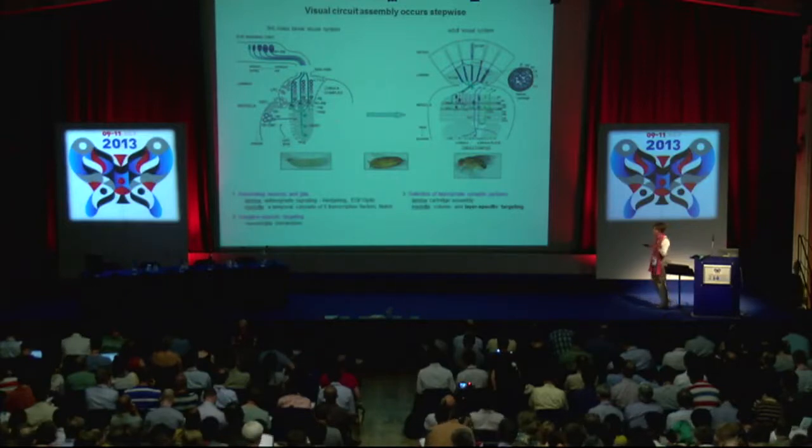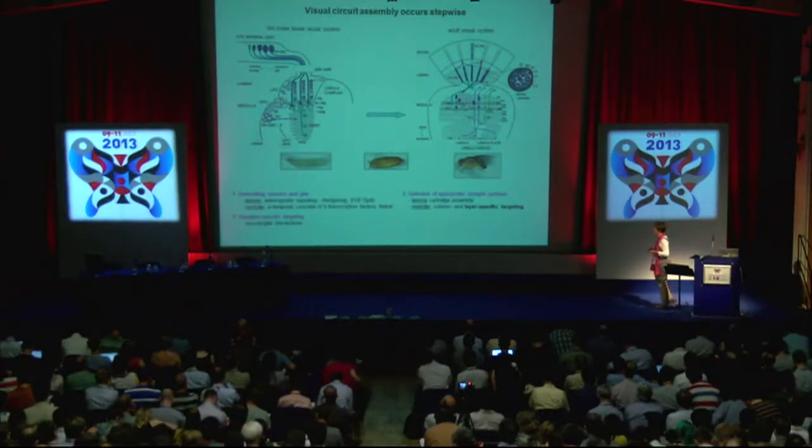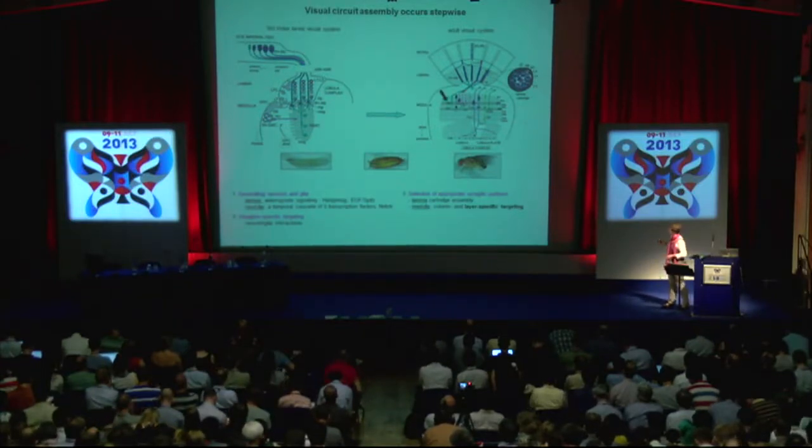And now the neurons have to select their postsynaptic partners. In particular, we have to form these laminar cartridge units. And in the medulla, one has to form columns and target and form these layers. We have made progress, but we're still very much at the beginning.